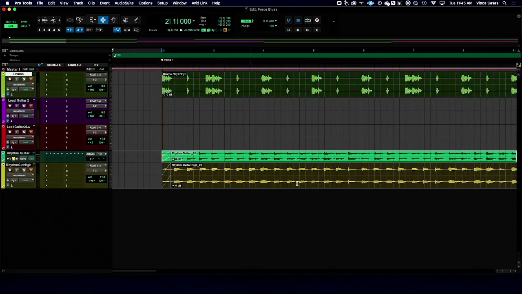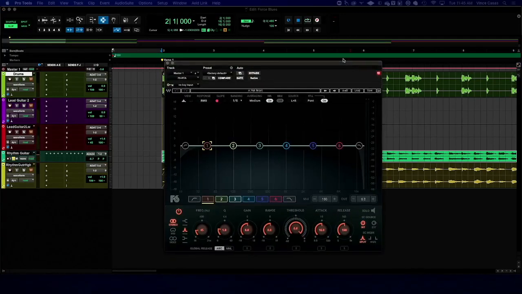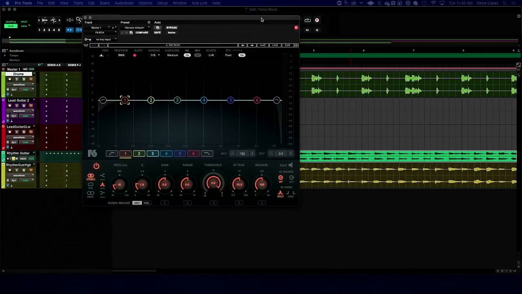Now again, I'm going to bring out the RTA so you can see what's happening with the tone between those two. So again, I'm going to stay with the left. The left is the lower guitar. Here it goes.